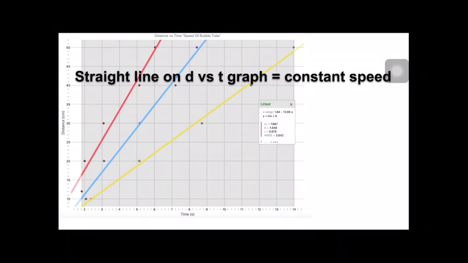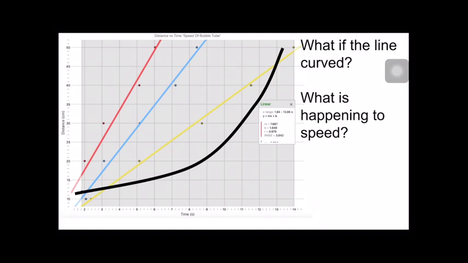We are going to be doing more with motion graphs like this, looking at distance versus time graphs, and what it means based on what the line looks like. Now, what if the line were curved? What if the line looked like this? What does that mean about the speed?